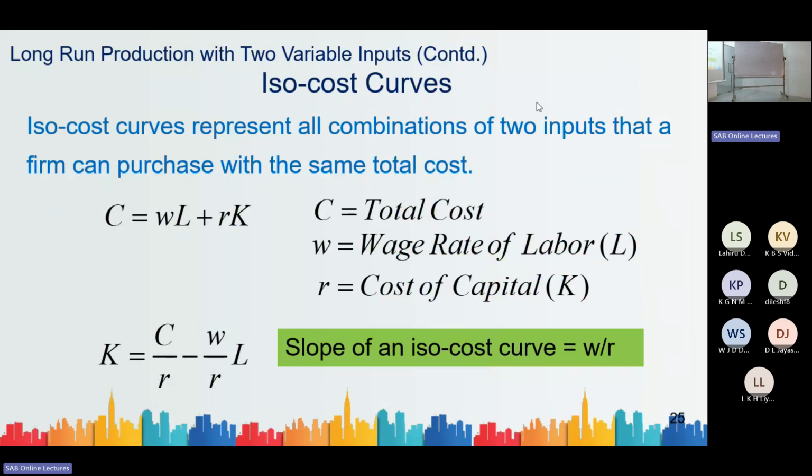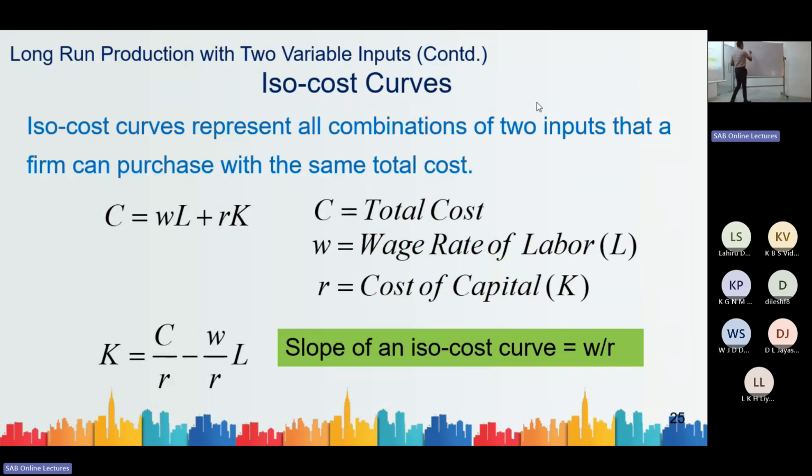So we can give an expression for the isocost. C equals total cost equals... Price of capital is the rental rate. Price of labor is the wage rate. So total cost is wage rate multiplied by the amount of labor utilized plus rental rate into the amount of capital utilized.